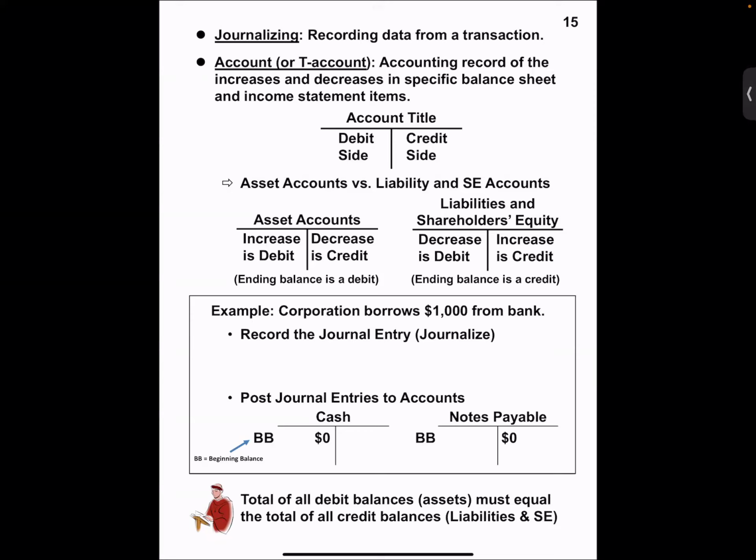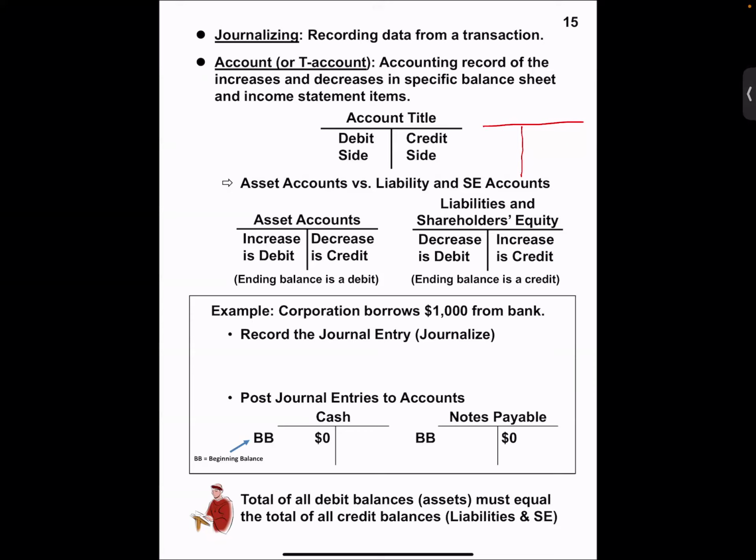Okay. So in order to do this, we're going to use what is known as a T account. The reason we call it a T account is that if we draw one of these, it sort of looks like the letter T. And the heading for each of these T accounts will be whatever particular account we're working on, whether it be cash, equipment, inventory, a note payable, common stock, whatever the account might be.